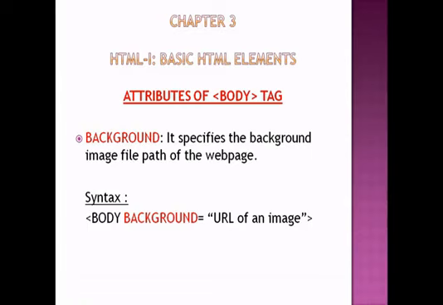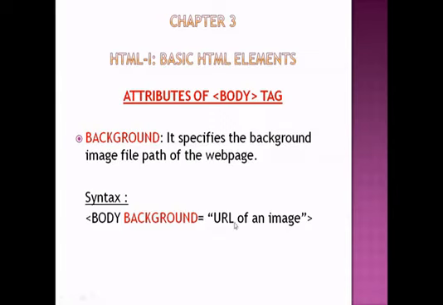As it is an attribute of the body tag, we'll use it with the opening body tag. Now here is the syntax. Body, this is the opening body tag. We have started the angular bracket here and closed it here. This is the attribute, followed by the equal sign, followed by the value of the attribute. Now what will be the value of this attribute? As we have learned, each and every attribute has its own values, isn't it? So here the value is the URL of an image.